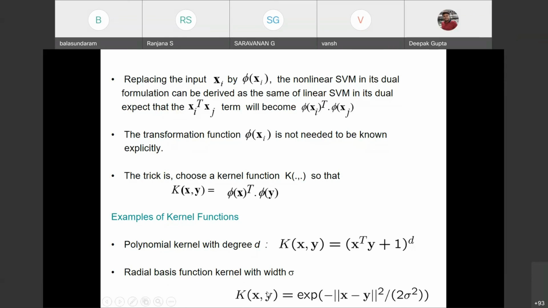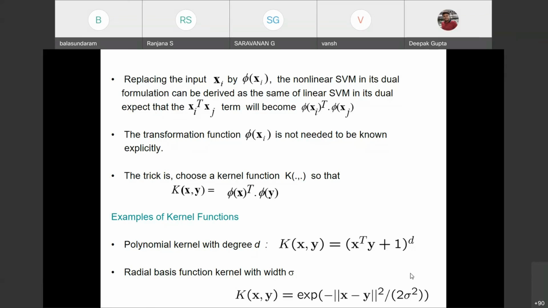In the literature, the popular way is to choose the kernel function as exponential of, or e raised to the power minus the length of the vector x minus y, the length squared, divided by 2 sigma square. Sigma is an input and it is positive. By changing the sigma value, you obtain different kernel values.